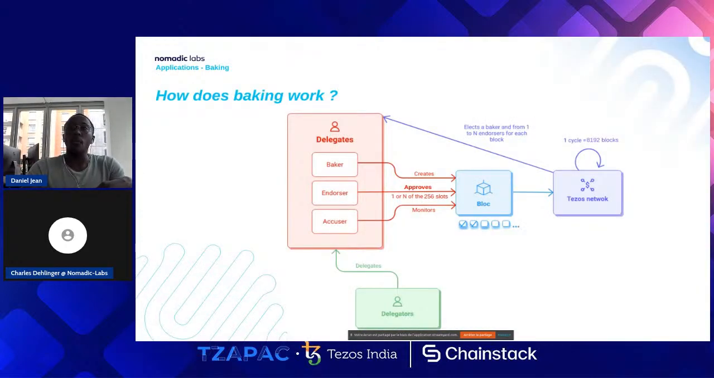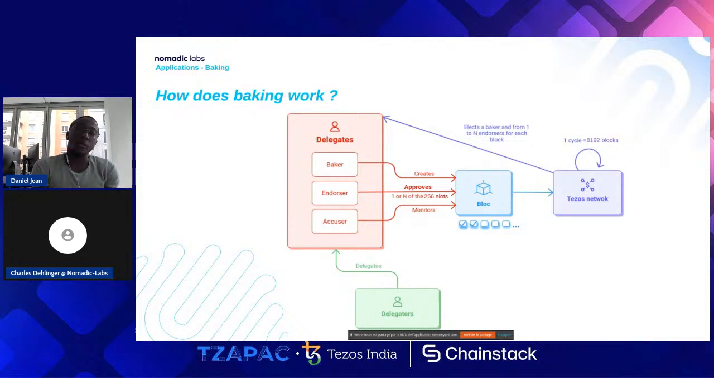So how does baking work? Bakers, also called delegates, are chosen randomly depending on the amount of rolls they own. For example, one roll equals 8,000 XTZ.